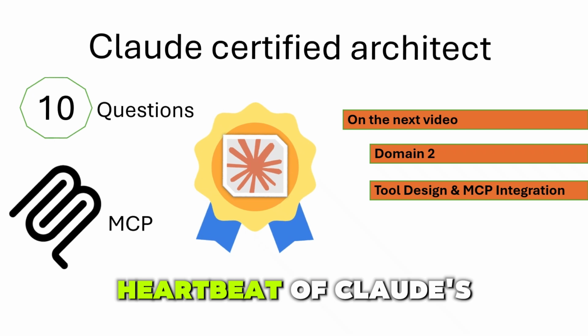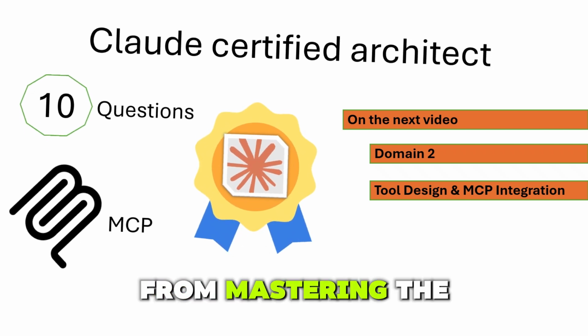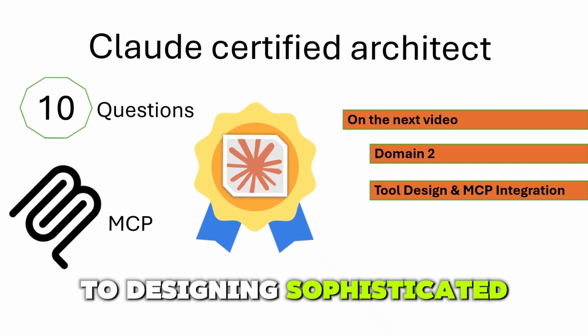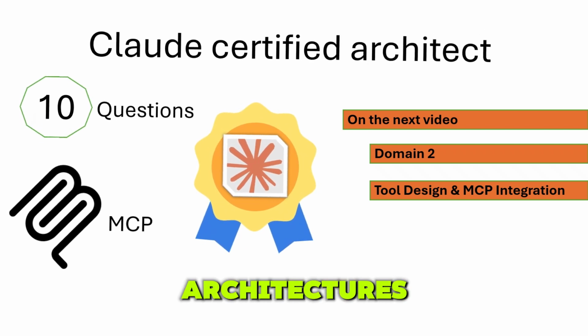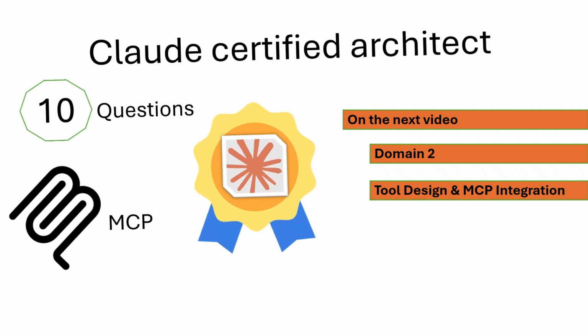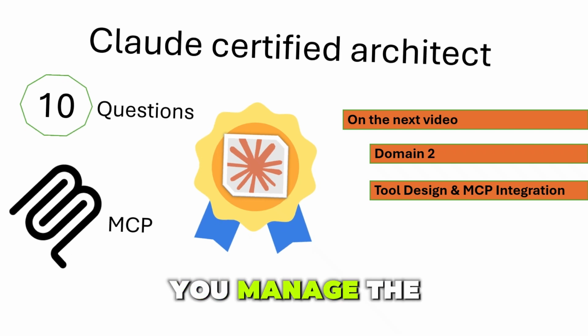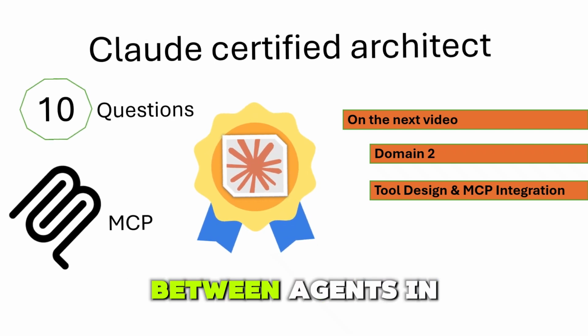We've covered the heartbeat of Claude's autonomy, from mastering the agentic loop and stop reasons to designing sophisticated hub-and-spoke architectures. Remember, as an architect, your success isn't just about writing the code. It's about how you manage the flow of information between agents.